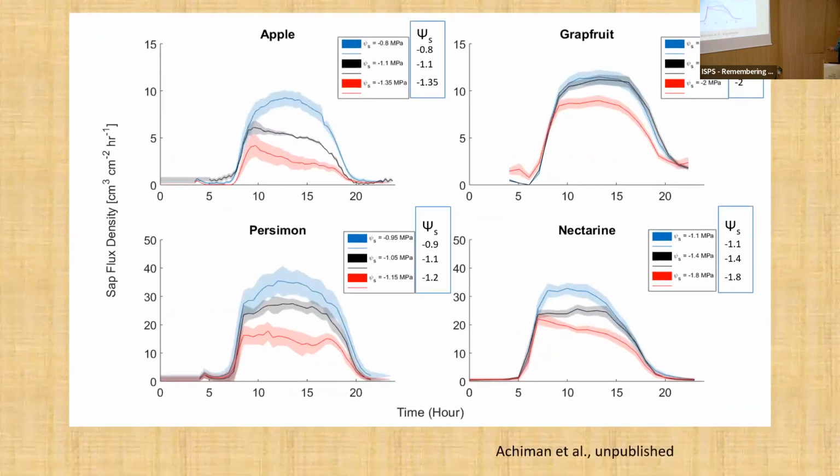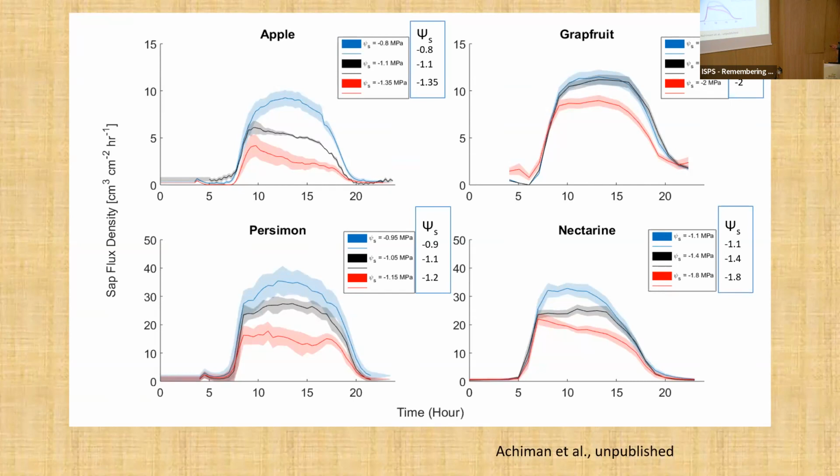And here's from other projects. Here's from 4 agricultural species: apples, grapefruits, persimmon, and nectarine. We have this kind of summer data, the daily course of sap flow, which very often gives us this plateau, where for many hours we have about the same maximum sap flux densities. And the height, the amplitude of these lines, depends on the midday water potential.